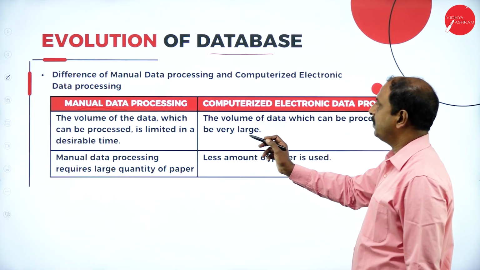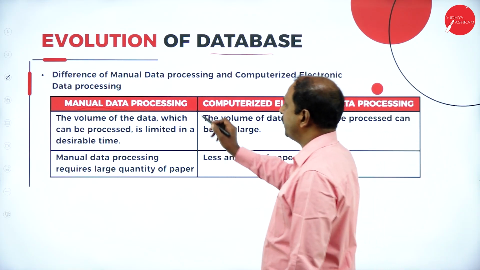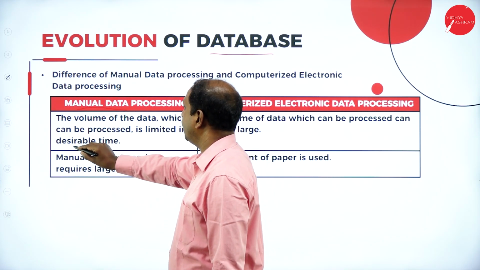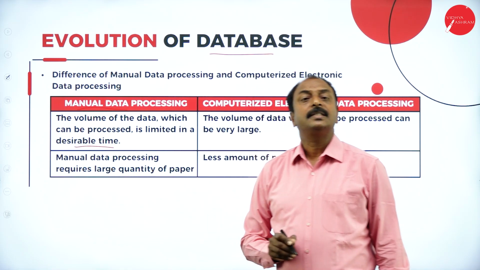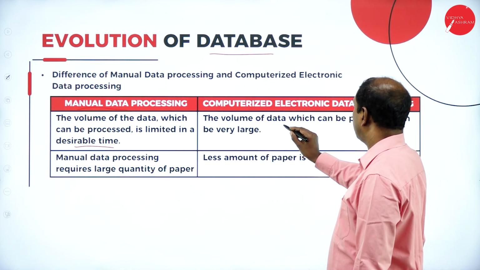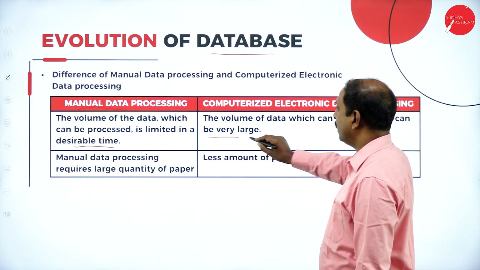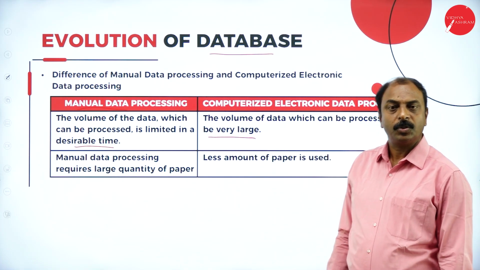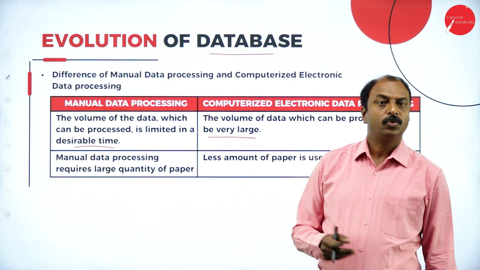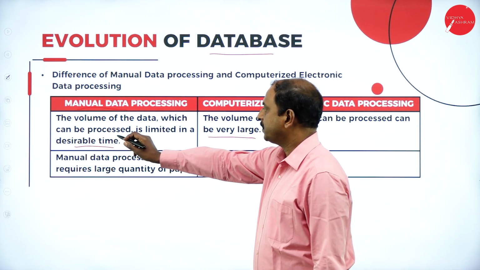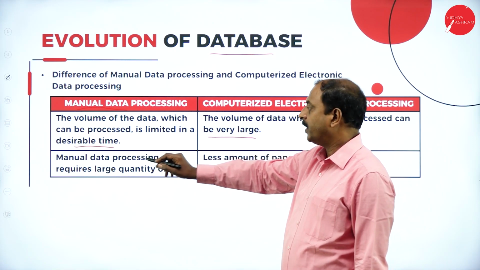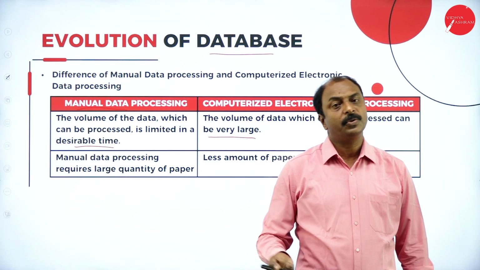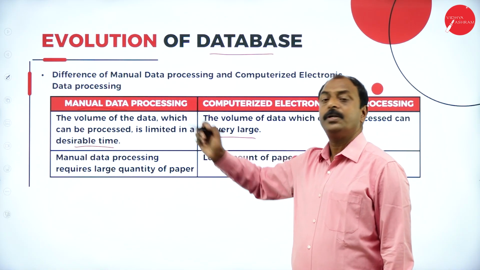Now let us see the difference between these two systems. In manual data processing, the volume of data which can be processed in a desirable time is limited, because it is manual. If you compare this, with computers the volume of data which can be processed can be very large. What is the meaning of this? Everything was manual, so to process a large amount of data in olden days, it took a very long time and was very slow, and within the limited time they could not complete the processing. This was under manual data processing.